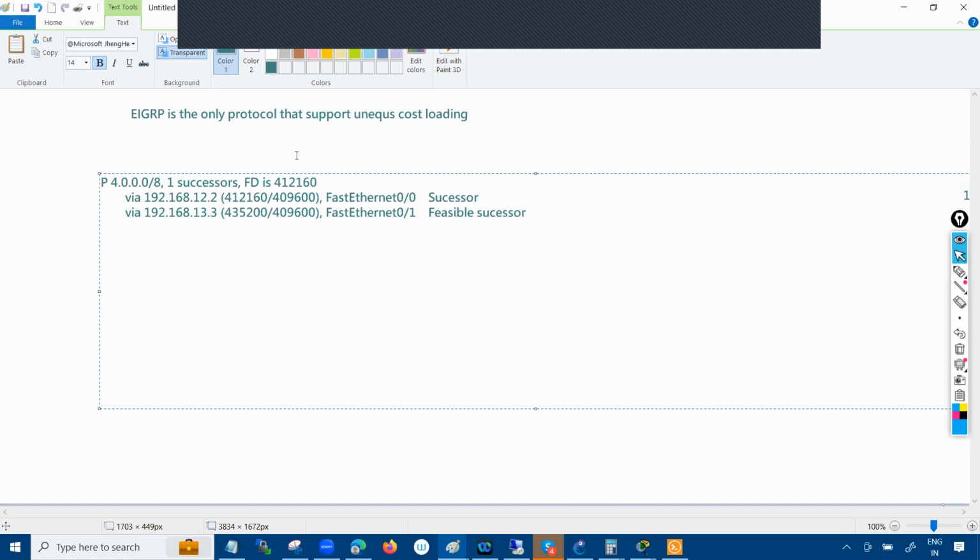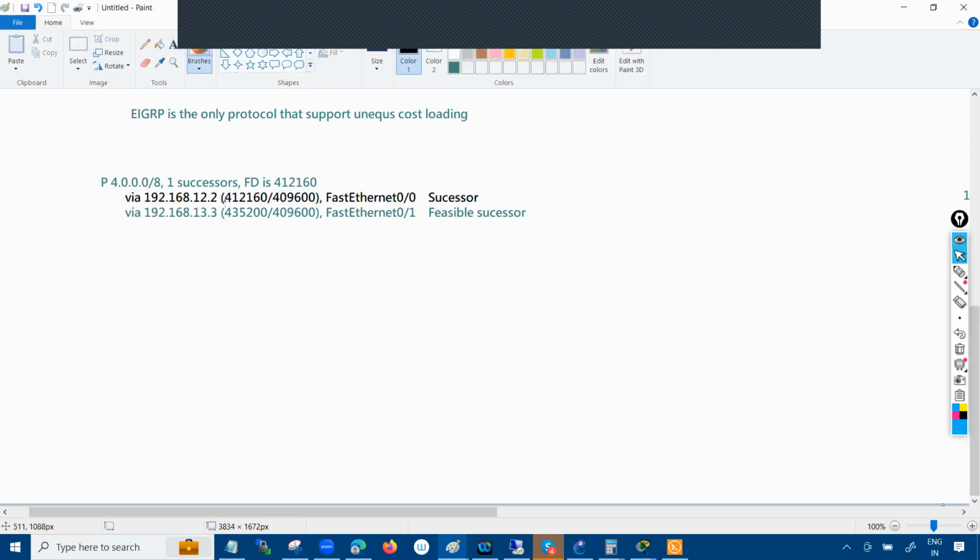Guys, ignore this spelling. Successor and feasible successor, right? So if you see that, that's my successor path. And the bottom one, my feasible successor. You can see that this is 41.0, right? 41 is the lower and 43 is the higher. What you have to do is, this path will be there in the routing table.